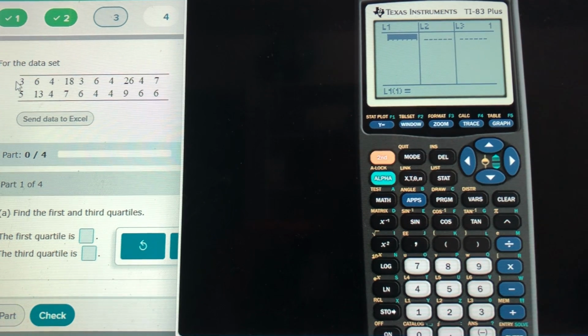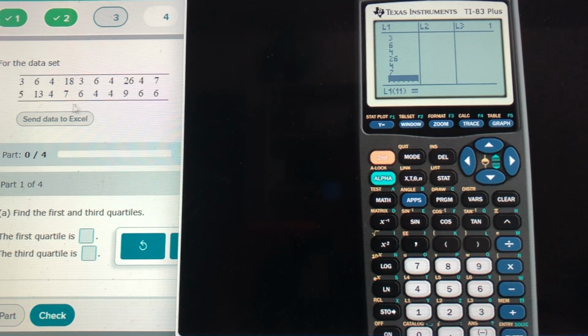So I'm just going to go across like I'm reading a book and do 3, 6, 4, 18. So you press 3, enter, 6, enter, 4, enter, 18, enter, 3, enter, 6, enter, 4, enter, 26. Just keep hitting enter after each number. 4, 7. See, there's 10 numbers already. The first row has 10 numbers.